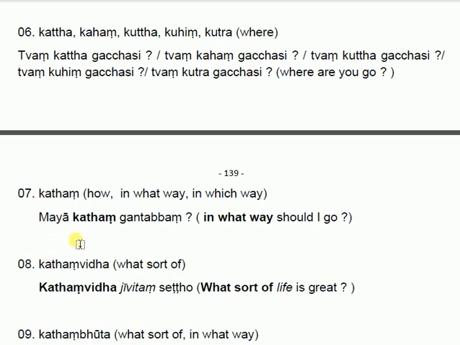Maya katang gantabhang. In what way should I go? Gantabhang means should go. Maya gantabhang, should I go? In what way should I go? Maya katang gantabhang. And number 8, katang with. Katang with means what sort of. Katang with jivitang setto. Jivitang means life, setto means great. So katang with jivitang setto means what sort of life is great. What sort of life is great? Right, let's go down.